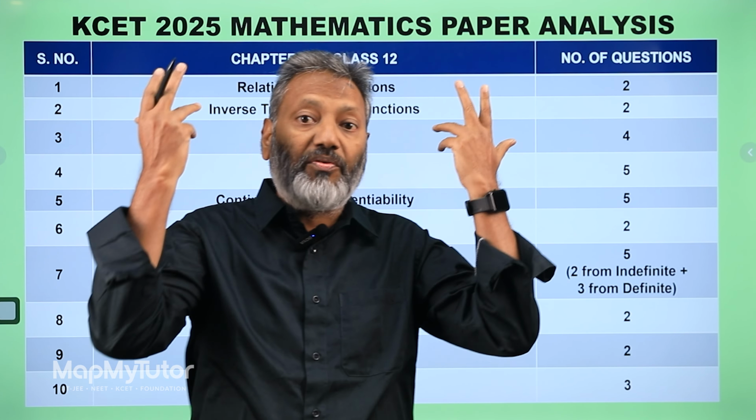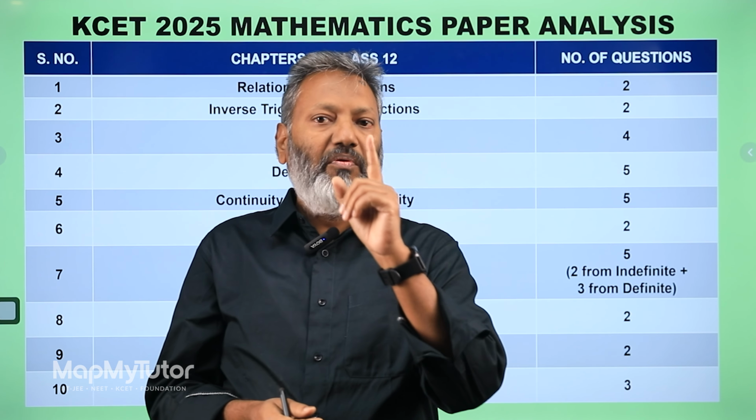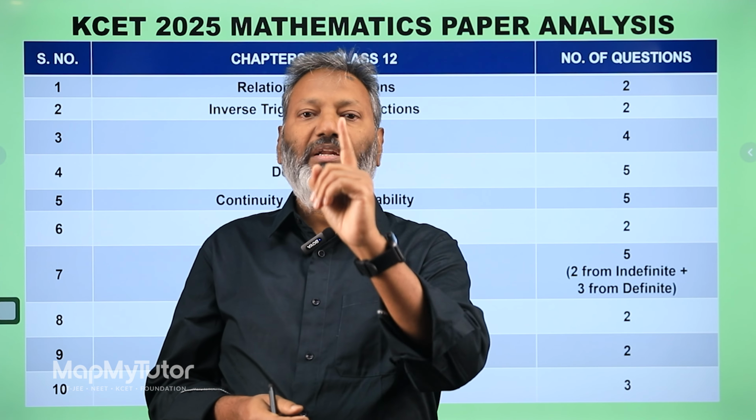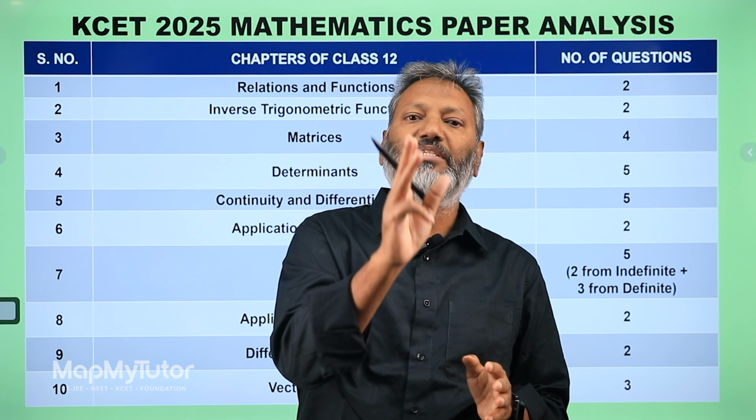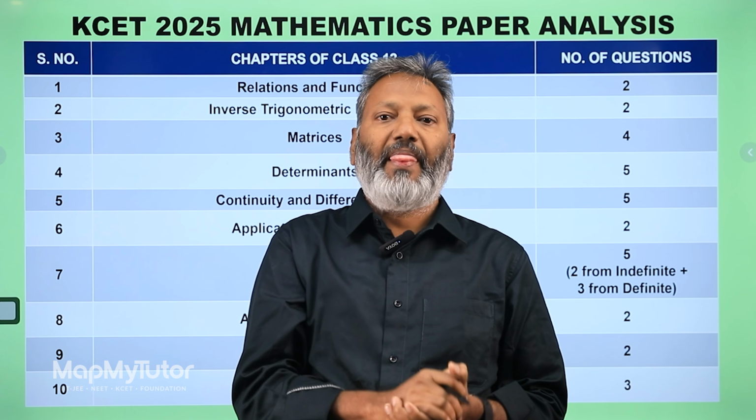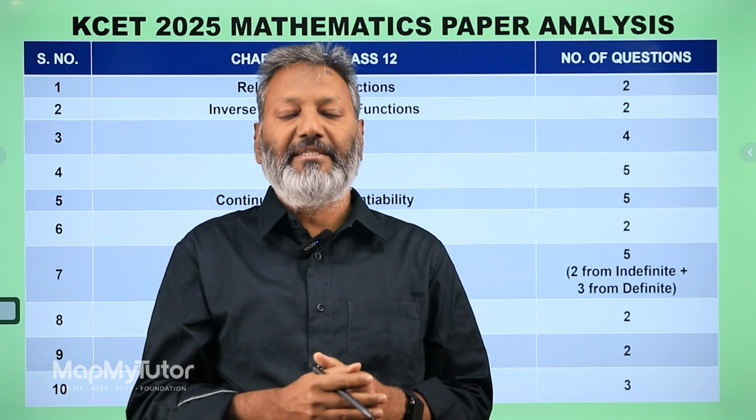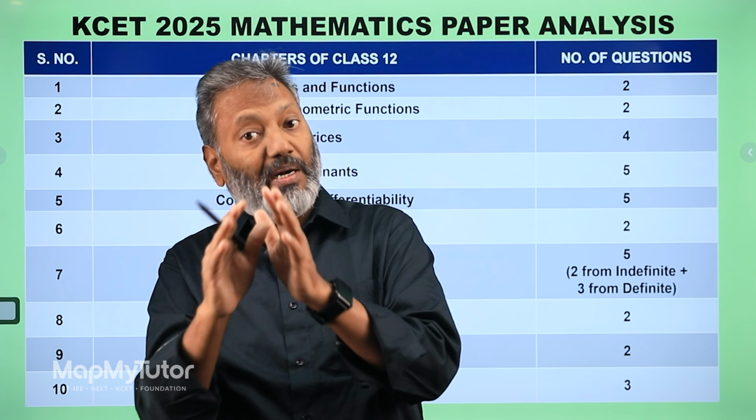You may think, how 5 questions from determinants? Number 1, properties of determinants. Minimum 2 or 3 questions come from this. And then adjoint of a matrix, determinant of adjoint, that property.